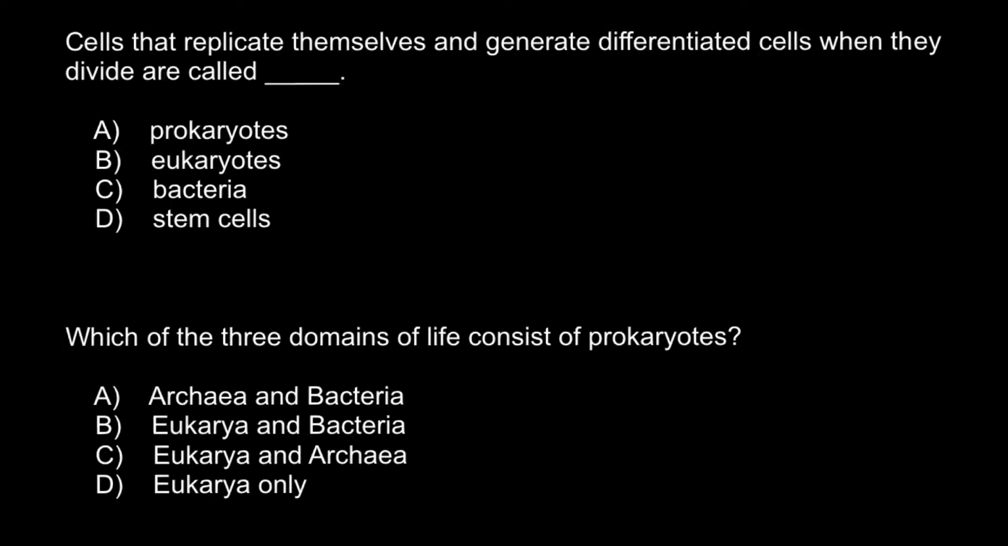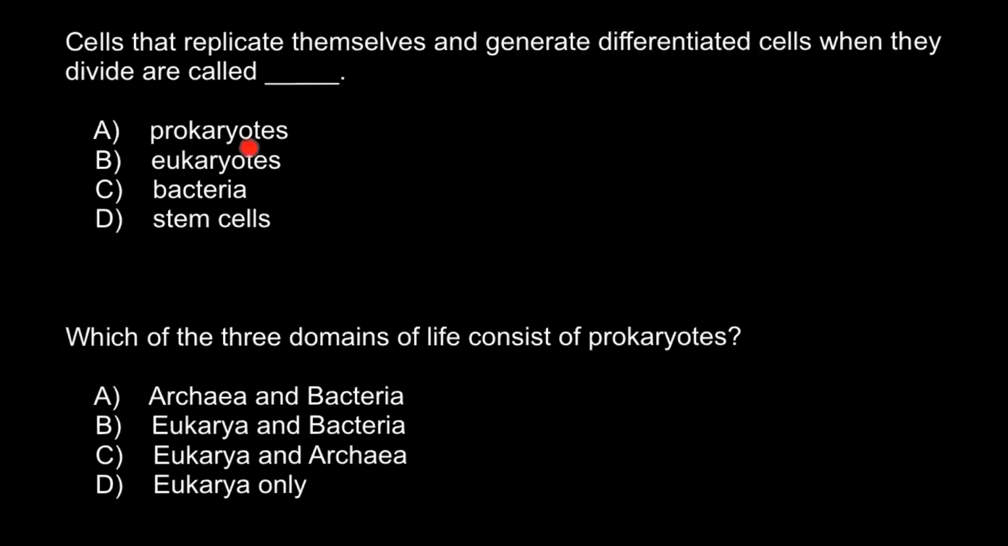Cells that replicate themselves and generate differentiated cells when they divide are called, and here are the four answers to choose from. Answer A, prokaryotes. Answer B, eukaryotes. Answer C, bacteria. And D, stem cells.